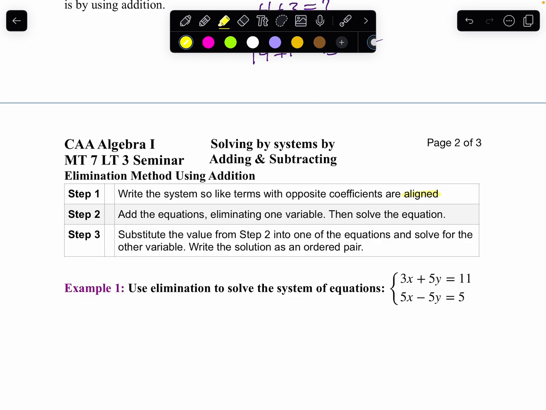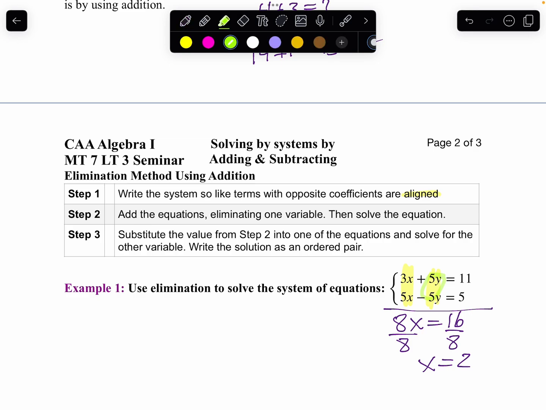Notice in example 1, see how my y's are lined up? So are my x's. Actually, so are my numbers. And notice my y's are going to cancel, aren't they? Because 5y minus 5y is 0. But I'm still going to add the others. 3x plus 5x is 8x. And 11 plus 5 is 16. So I divide both sides by 8. And x equals 2.